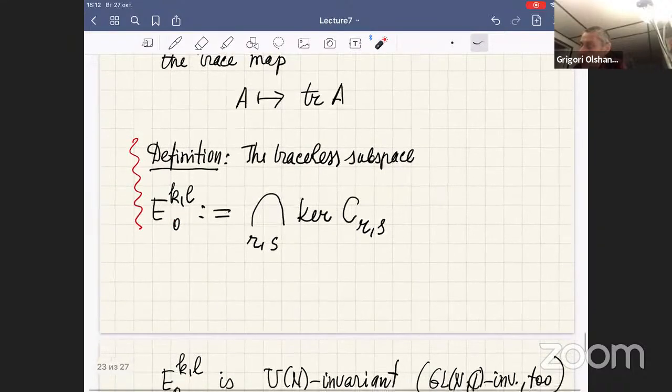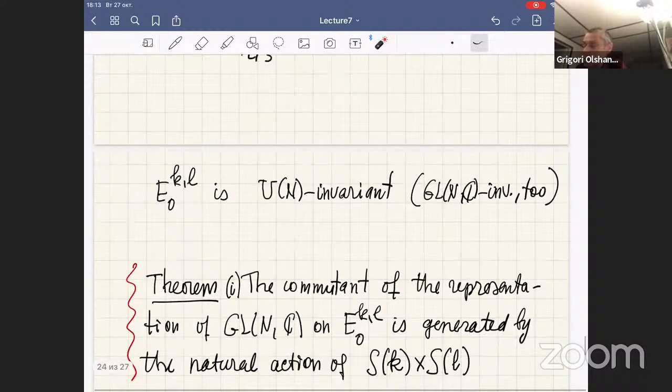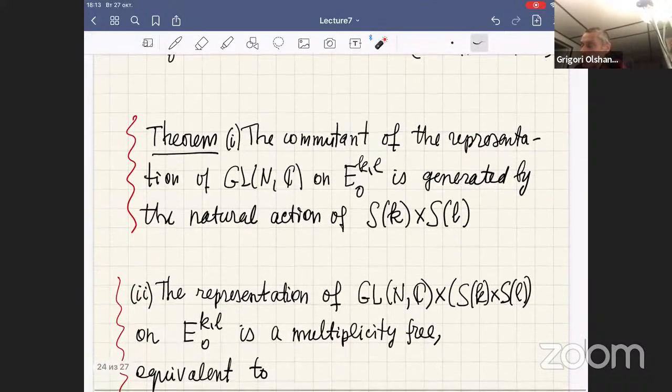A little observation, quite obvious, I think, is that this is in fact an invariant subspace. This is because these operations are compatible with the action, called the diagonal action, of the unitary group of GL_N. No matter. And now I want to state the result.